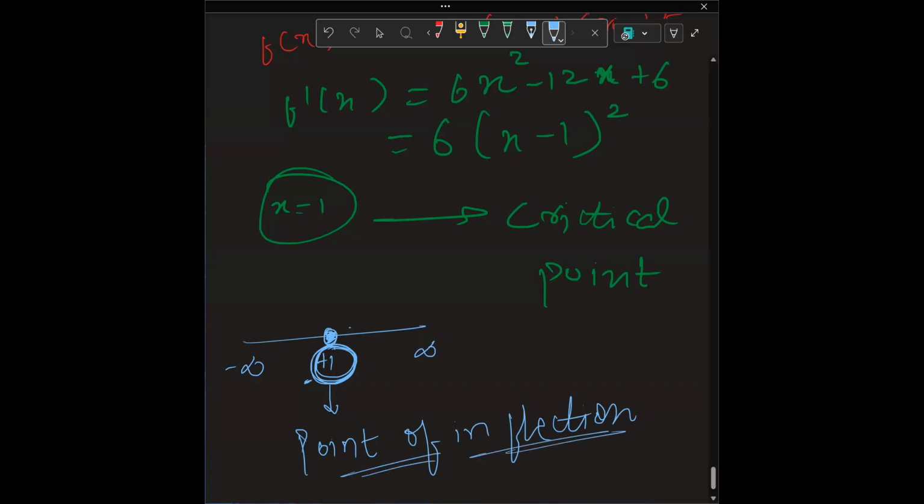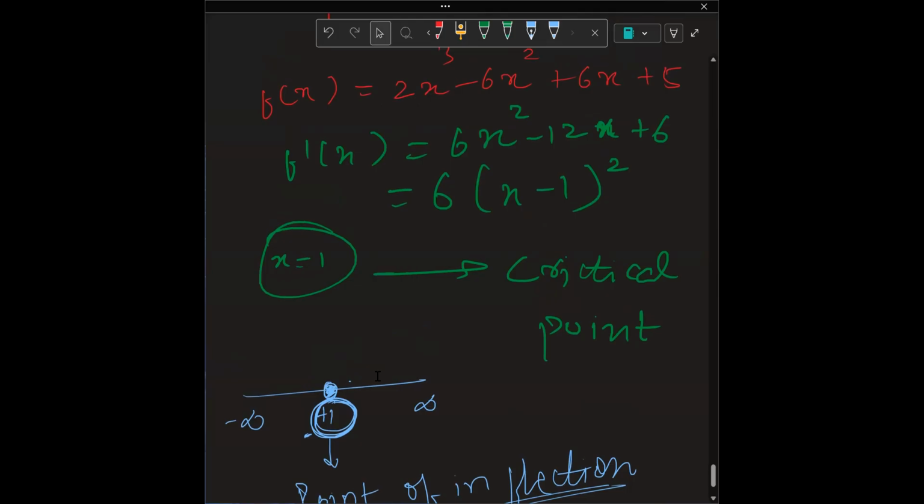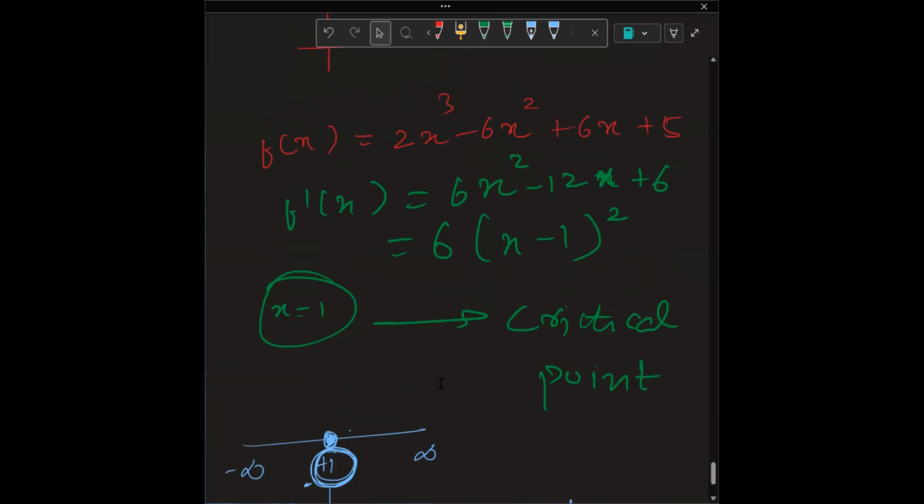All right, is it done? So, understood? Point of inflection is a point at which you do not have a local maxima or a local minima, neither a point of local maxima nor a point of local minima. That type of points are known as point of inflection.